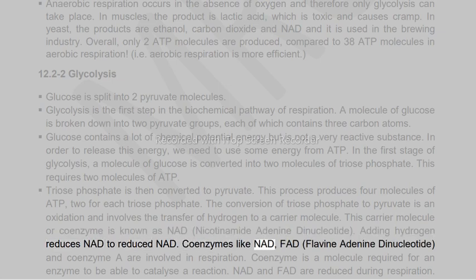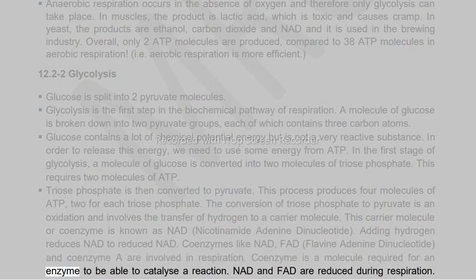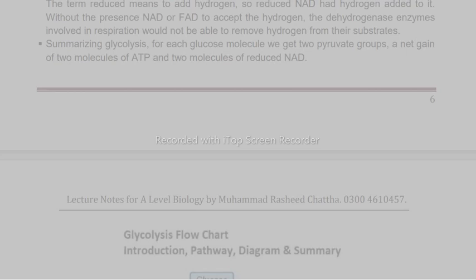Coenzymes like NAD, FAD (flavine adenine dinucleotide), and coenzyme A are involved in respiration. A coenzyme is a molecule required for an enzyme to be able to catalyze a reaction. NAD and FAD are reduced during respiration. The term reduced means to add hydrogen, so reduced NAD has hydrogen added to it. Without NAD or FAD to accept the hydrogen, the dehydrogenase enzymes involved in respiration would not be able to remove hydrogen from their substrates.